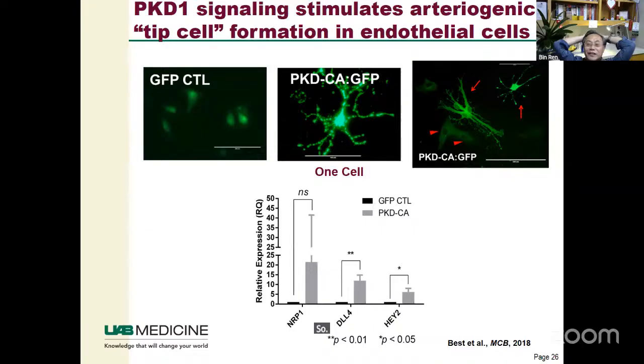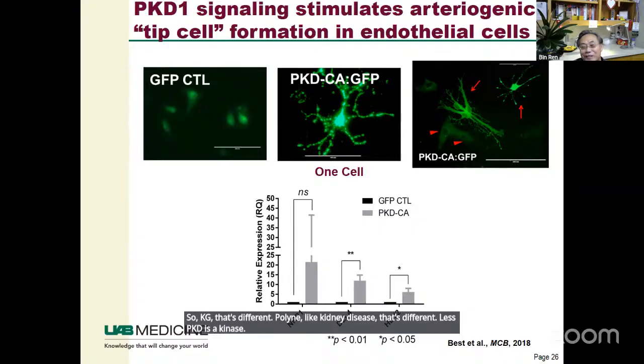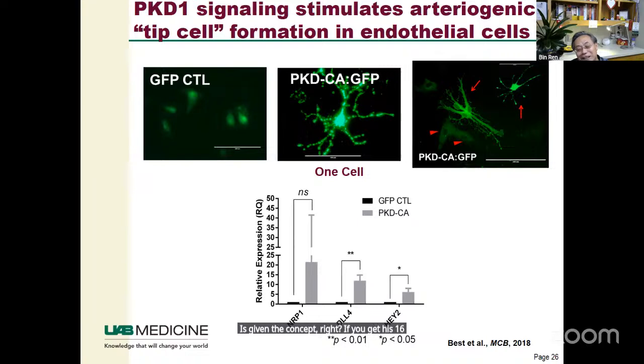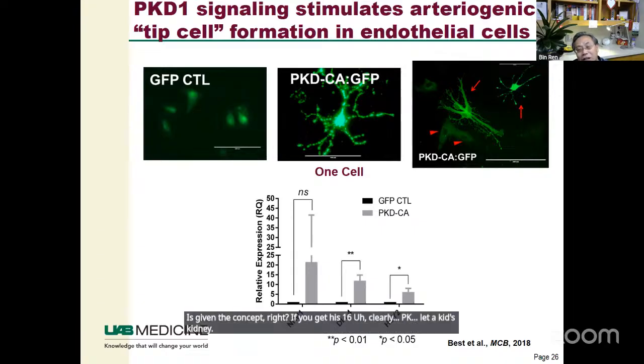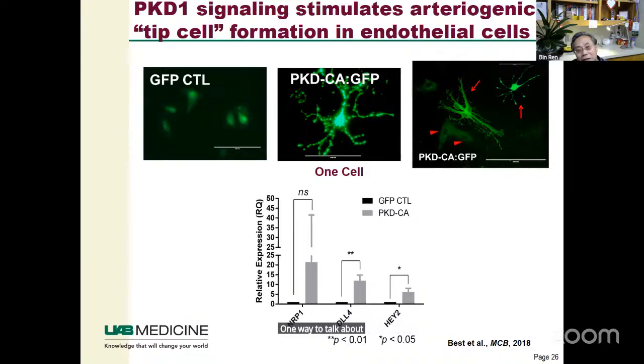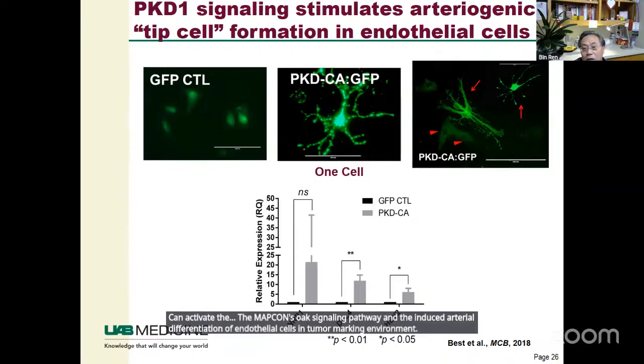So PKD, that's different. Polycystic kidney disease is different. This PKD is a kinase. It's a different concept, although the abbreviation is the same. What we talk about is a serine threonine kinase, originally known as PKC-mu. But what we think is that protein kinase PKD1 can activate the MAP kinase signaling pathway and induce arterial differentiation of endothelial cells in the tumor microenvironment through ligand 4.